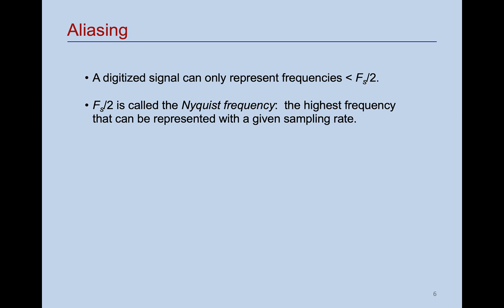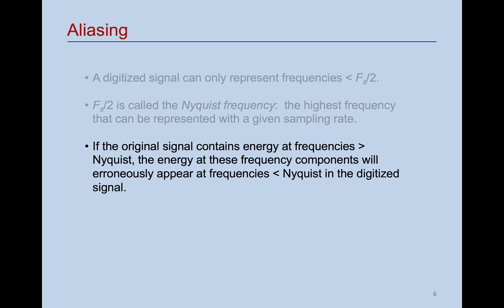Half the sample rate is called the Nyquist frequency. If a signal contains energy at frequencies above the Nyquist frequency of the new recording, the energy at those higher frequency components erroneously appears at frequencies below the Nyquist in the new digitized signal. This is what's called aliasing.